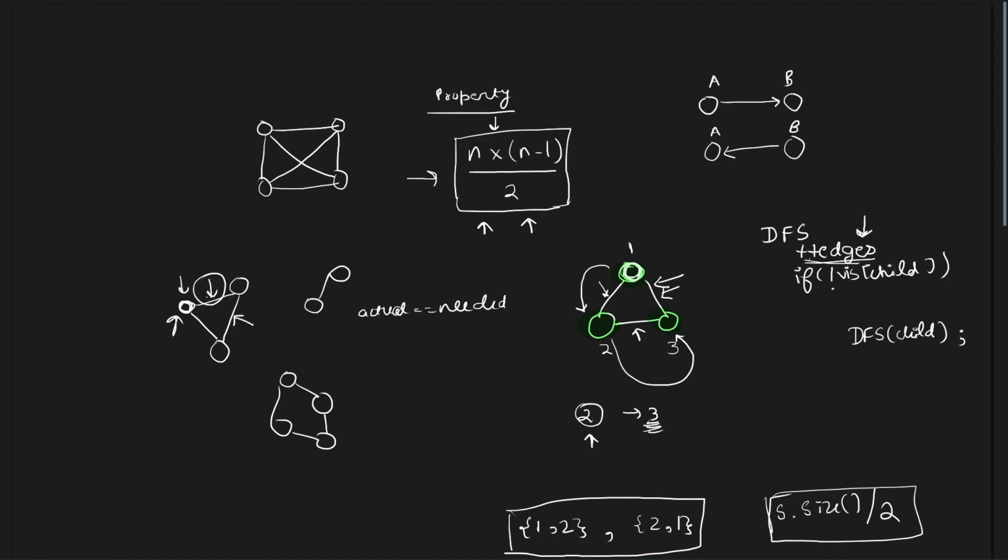So counting the number of vertices is easy, but counting the number of edges is not that easy. So what we'll do is we'll maintain a set of pairs in which we will insert, whenever we are going from 1 to 2, 1 comma 2, and we are also going to insert 2 comma 1.